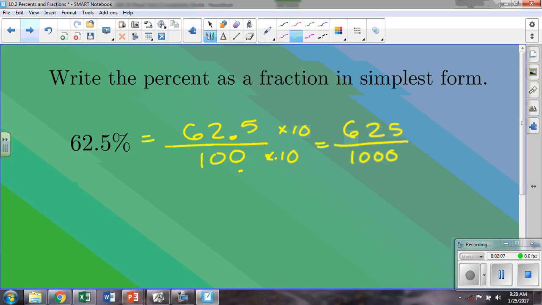Okay, so from here we can continue to simplify it. If we divided these by 25, divided by 25 would give us 25 over 40. And of course, that can be simplified further. Dividing by 5 again gives us 5 over 8. And there we've reached the end. 5/8 is our simplified fraction.